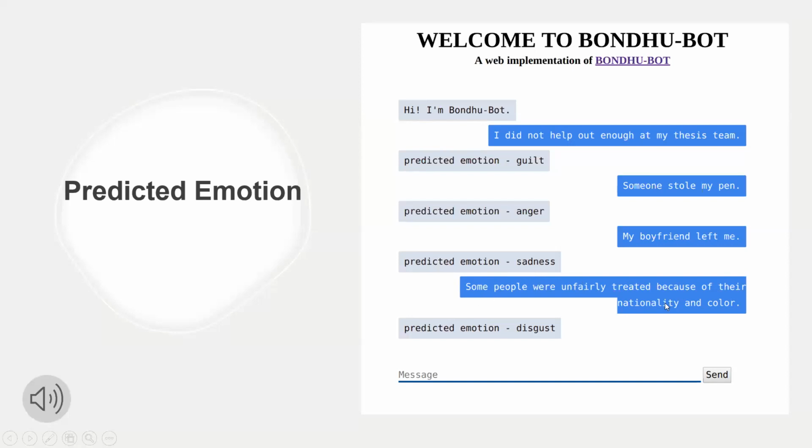And again, there is a complex sentence here. "Some people are unfairly treated because of their nationality and color." The predicted emotion is disgust. So this was our testing, and our machine was able to predict all the emotions.